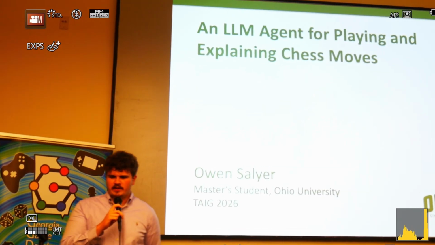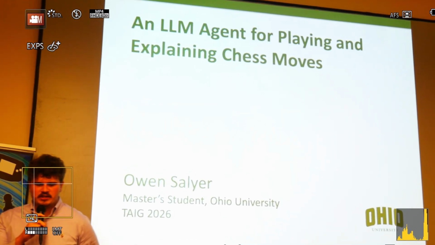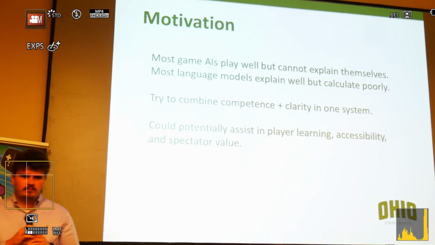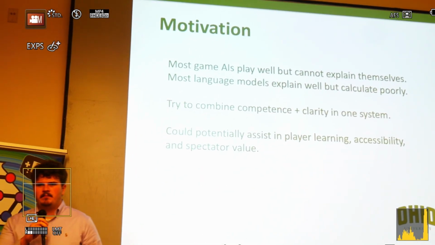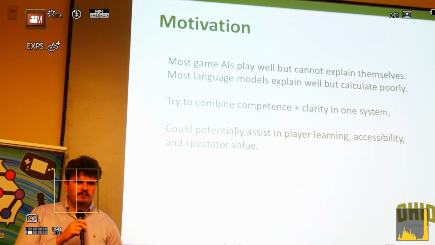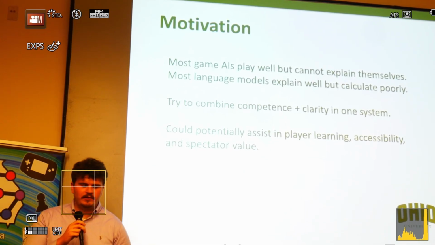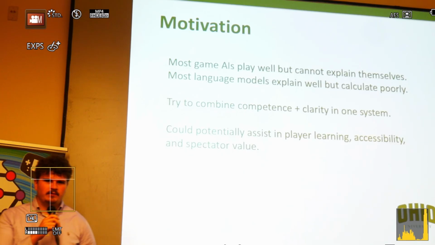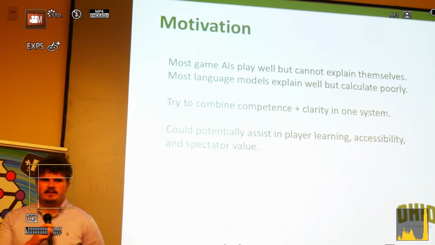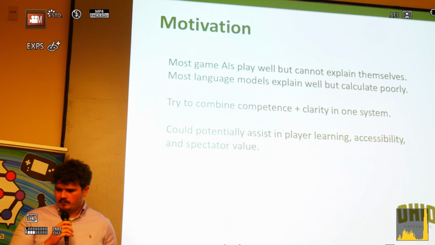My work is on an LLM agent for playing and explaining chess moves. Briefly, the motivation: obviously, strong game AIs in games like chess or Go are very, very good. They can beat human players, but they can't explain themselves. They generally don't have a rationale for why they make a move.